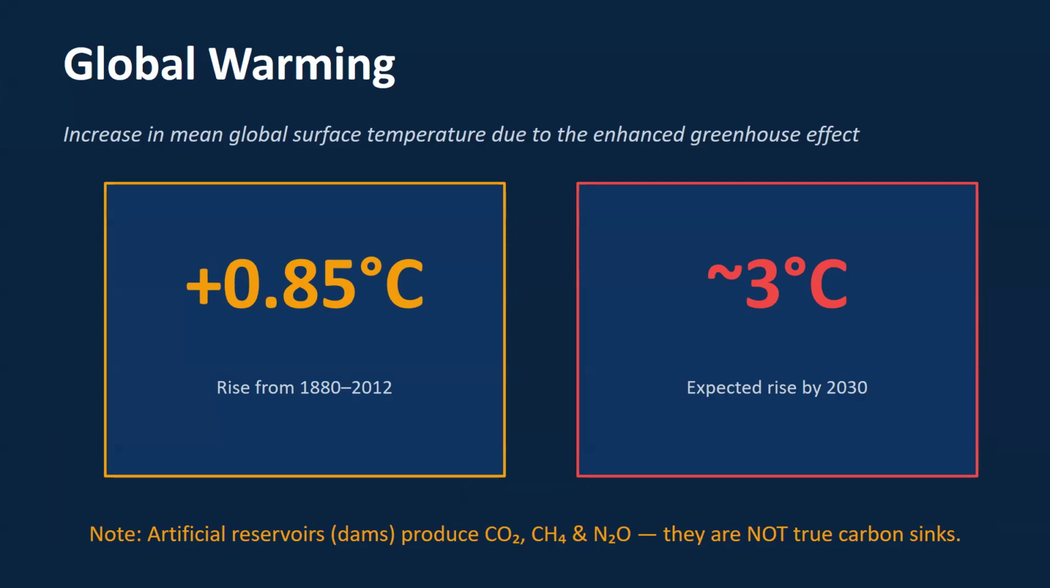We have seen in the past that the rise in the Earth's global surface temperature is 0.85 degrees centigrade from 1880 till 2012. And this is expected to rise around 3 degrees centigrade by 2030, in around 4 years. And the important thing is that artificial reservoirs, like dams, produce more carbon dioxide, methane, and N2O gases, and they are not actually true carbon sinks. Means they cannot absorb carbon dioxide, but actually they are emitting more carbon dioxide.